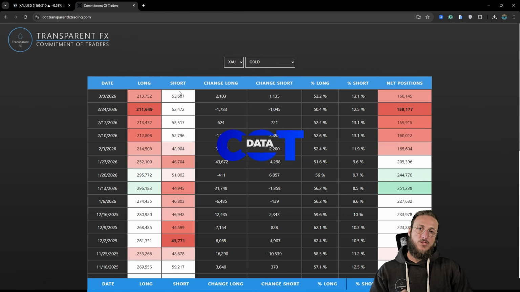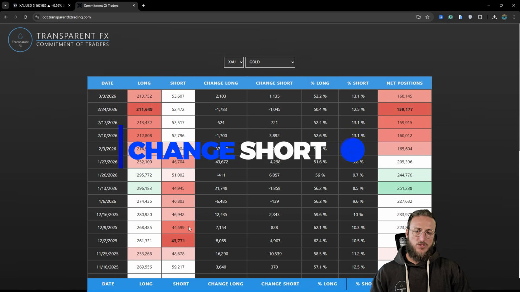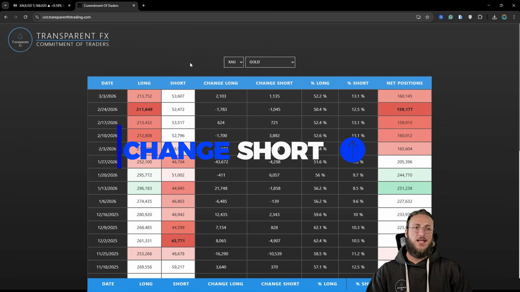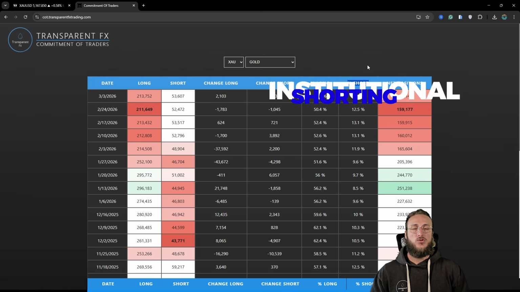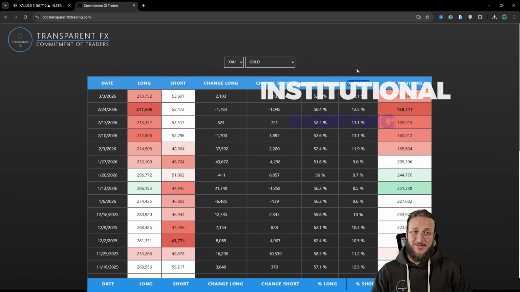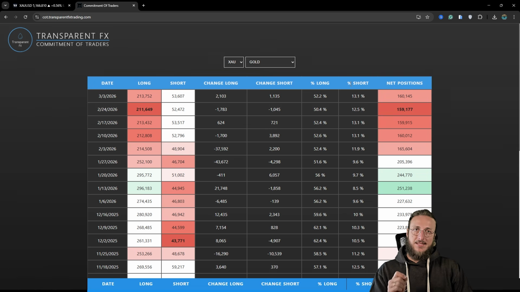What we can also see if we look here at the shorts is that shorts are starting to be increased. We're going from 43.7K all the way up to 53.6K net positions. And at the same time, we can see that the percentage short, so this is the open interest on the big institutional speculator side compared to the overall interest to the short side, so that includes, of course, the commercials, the non-reportables, etc. What we can see is that that is starting to increase.